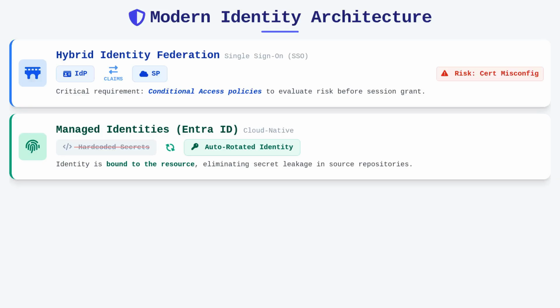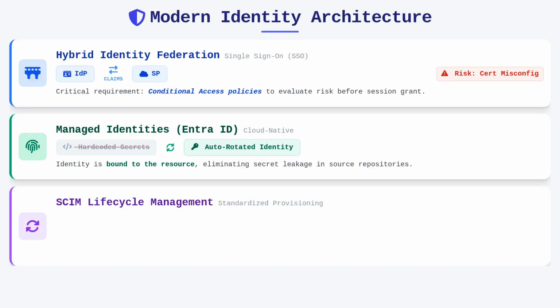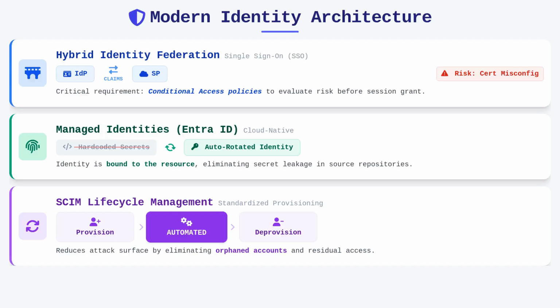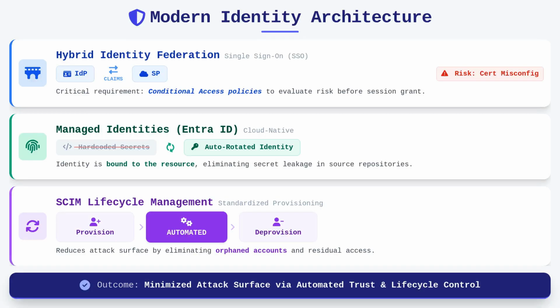actor. Integrating these various systems requires a standardized approach to lifecycle management, which is where the System for Cross-domain Identity Management enters the picture. SCIM automates the provisioning and deprovisioning of user attributes, significantly reducing the window of opportunity for orphaned accounts to be exploited by attackers seeking residual access.